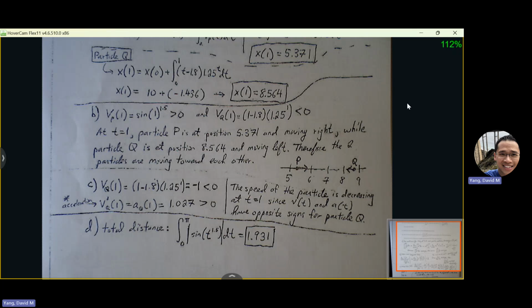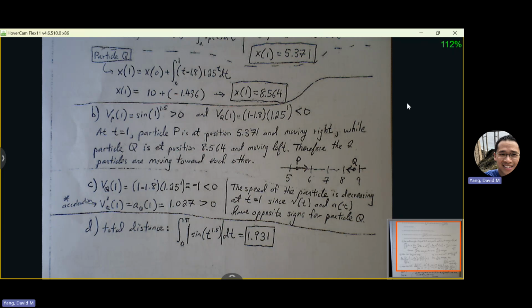Part C says find the acceleration. So we know acceleration is the derivative of velocity. So we can use math 8, use the calculator to get that acceleration value. And then it's asking about increasing, decreasing speed.